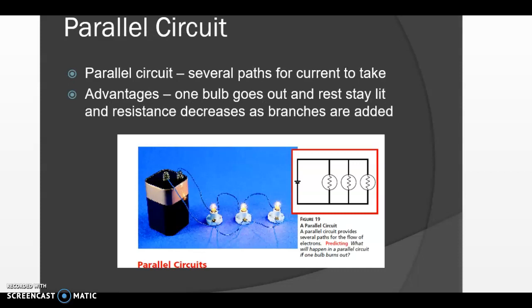Okay, then we have the parallel circuit. This is going to be the one that you'll find pretty much everywhere. They're a little bit harder to build. It's not as easy to design them to make sure that they work correctly, but they have several paths for current to take. So this means if one bulb goes out, the rest will stay lit, and the resistance actually decreases as branches are added. So you're not going to see any bulbs getting dimmer the more branches you add to a parallel circuit. So parallel circuits have a much bigger advantage.